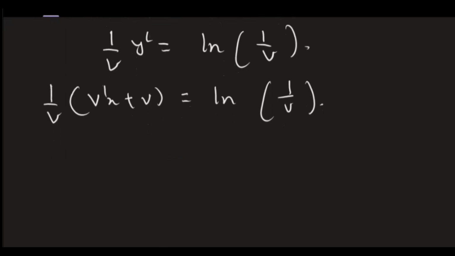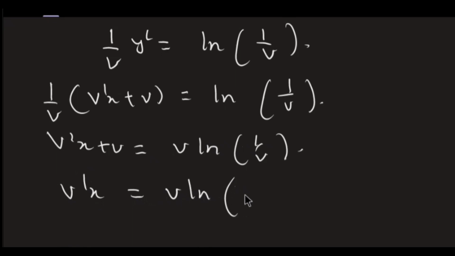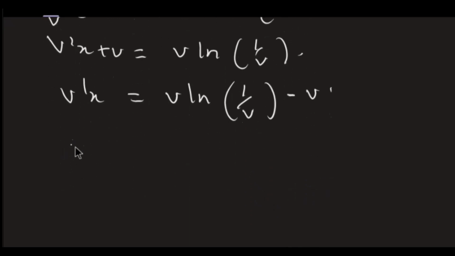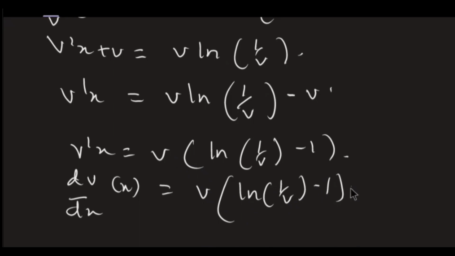So let's see. I'll multiply my v here so that I get v prime x plus v is equal to v ln of the expression 1 on v. Once I make this, the next thing to do is to send my v here. So v prime x is equal to v ln of 1 over v minus v. Hence I'll get v prime x equals v open brackets ln of 1 on v minus 1. And at this point, I'll have the v prime x multiplying this x to be equal to this whole expression ln of 1 on v minus 1, like this.